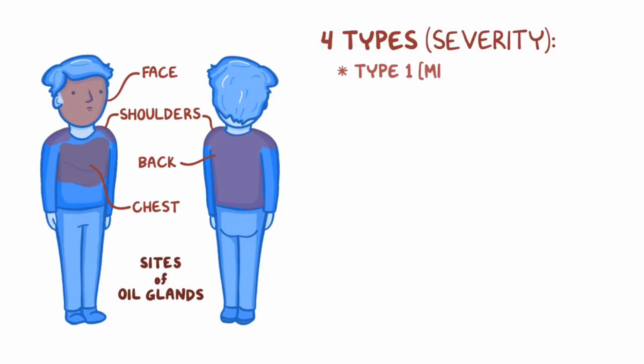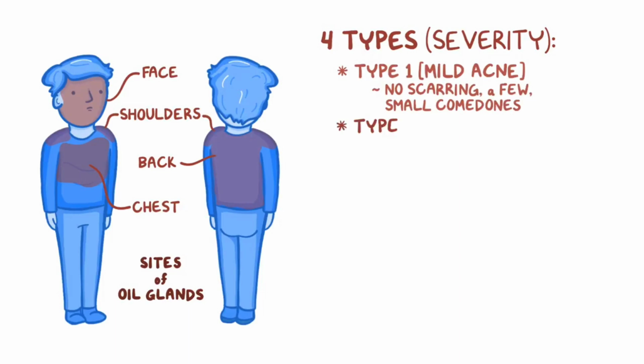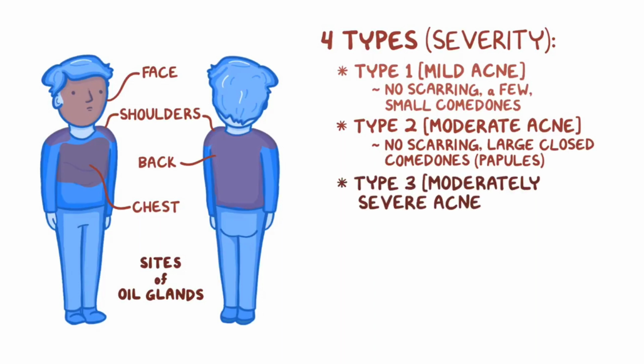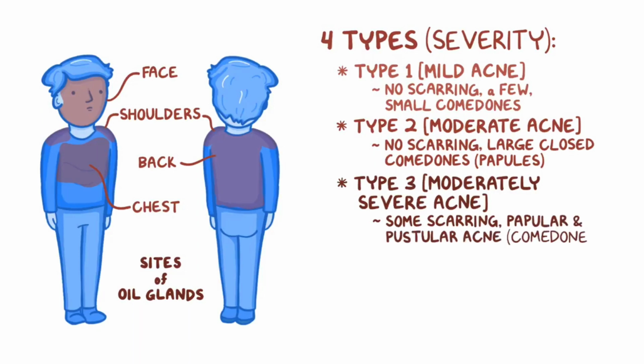In type 1 or mild acne, there's no scarring and only a few small comedones. In type 2 or moderate acne, there's also no scarring, but there are large closed comedones, called papules, which sometimes break and leak out pus. In type 3 or moderately severe acne, there's some scarring along with papular acne as well as pustular acne, which are comedones that contain necrotic or dead tissue.